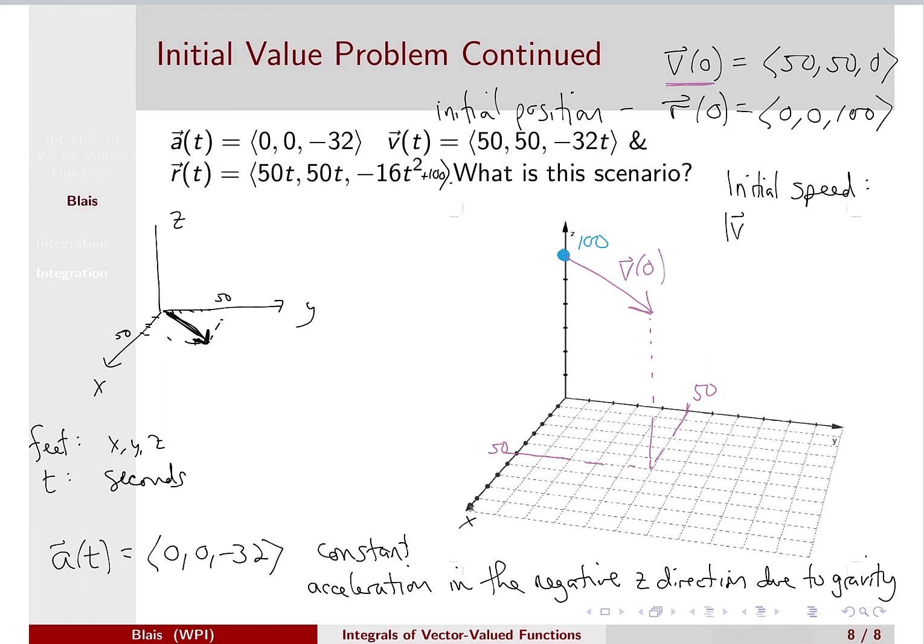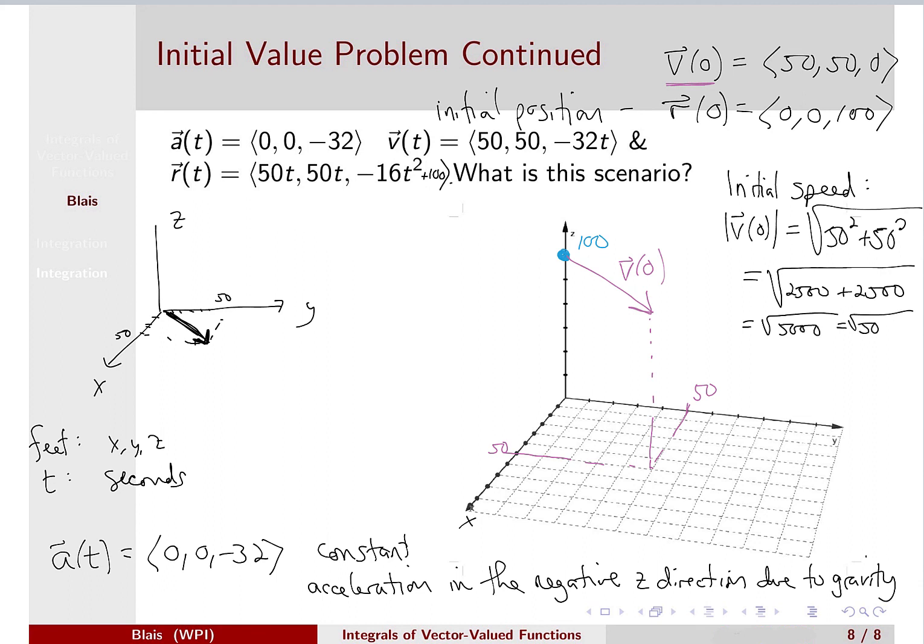is the magnitude of that velocity vector, which is the square root of 50 squared plus 50 squared, which is root 2500 plus 2500, or root 5000, which we can write as root 50 times 100, or 10 root 50. 50 is 25 times 2, so we have 50 root 2. So 50 root 2 feet per second is our initial speed at which this thing is thrown off, in this direction, right into the first octant from that building 100 feet high.